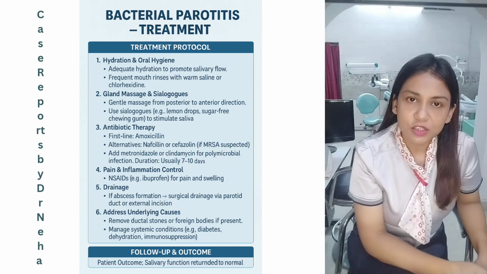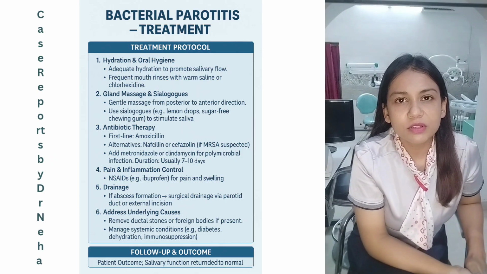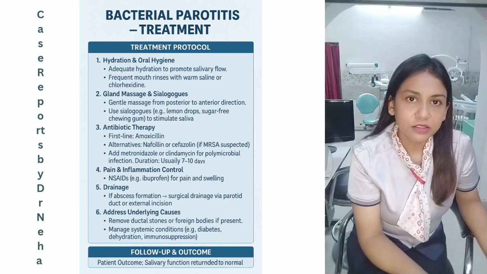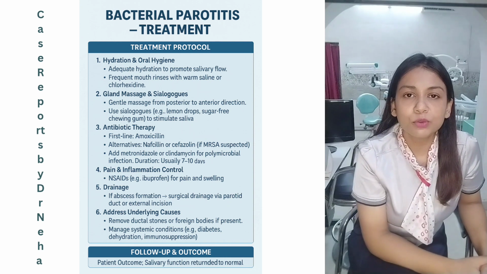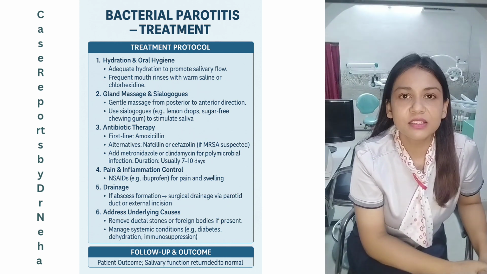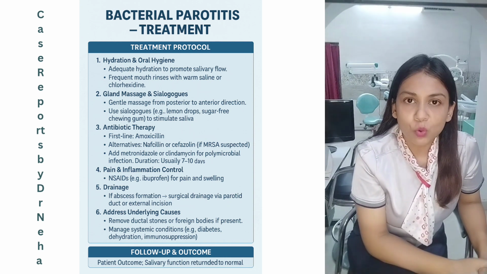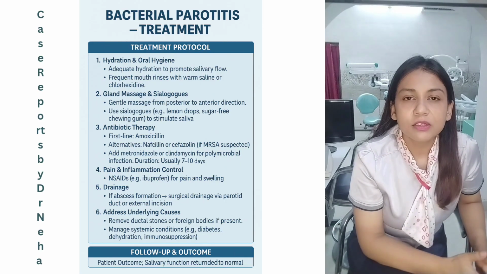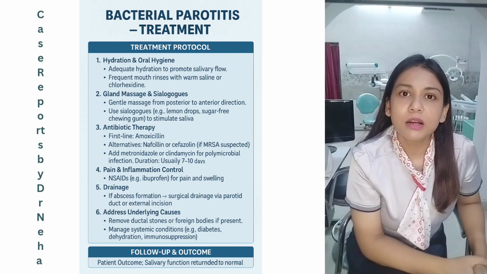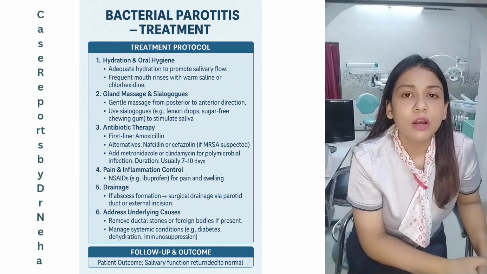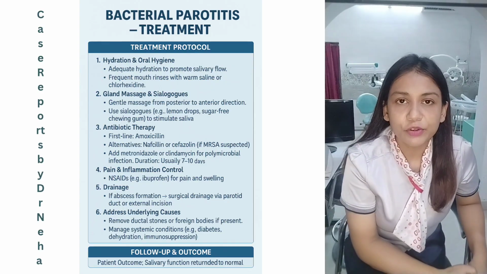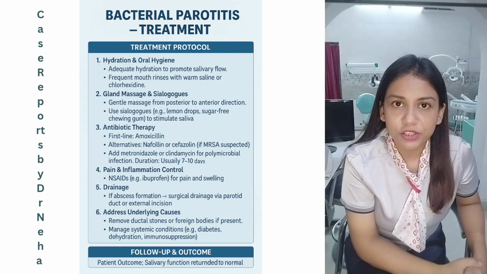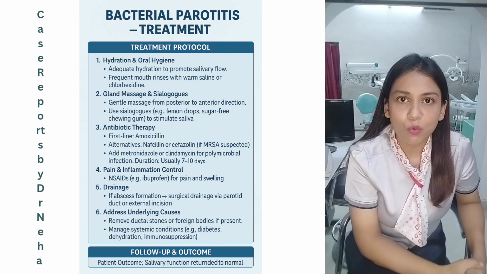Based on the ultrasonography, we gave the initial diagnosis of bacterial parotitis of the left parotid gland, and we started antibiotic coverage which included amoxicillin plus clavulanic acid 625 mg. We also added metronidazole for anaerobic coverage, and we adjusted this treatment for 7 to 15 days depending upon the response of the patient. And to enhance salivary secretion and prevent stasis, we recommended keeping hydration strong, at least 3 liters of water per day.